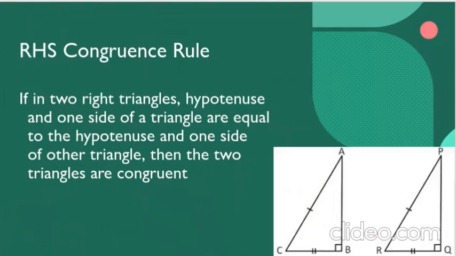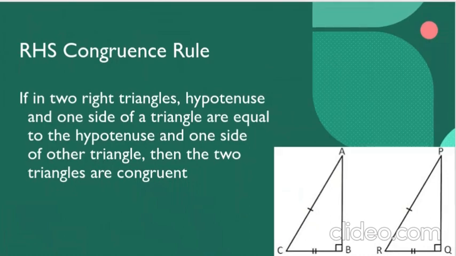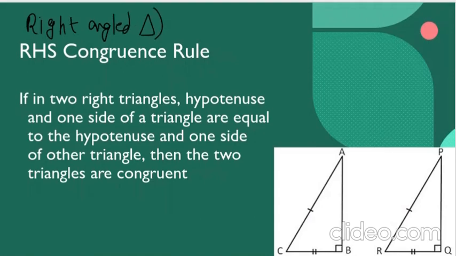Next rule is the RHS rule. It is exclusive content, exclusively for right triangles, meaning right-angled triangles. Now, what is RHS here? Right hand side? No, you're wrong, it's not right hand side. R is the right angle, H is the hypotenuse and S is the side. For RHS, I have to take two right angles here.